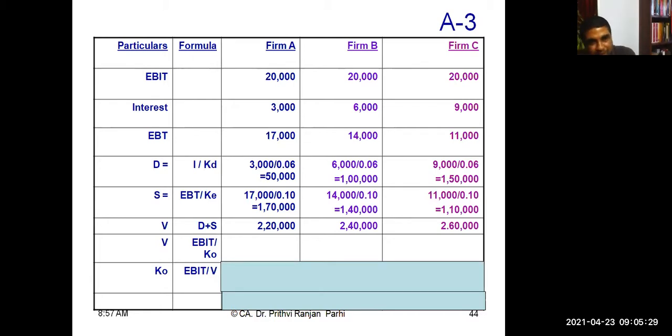And you also know that this V, the value of the firm, is equal to EBIT by KO. EBIT figures are given to you. V is also given to you. And by using those things, you can find out KO. If V is equal to EBIT by KO, then KO is equal to EBIT by V. Is it done? So can you find out what is the overall cost?